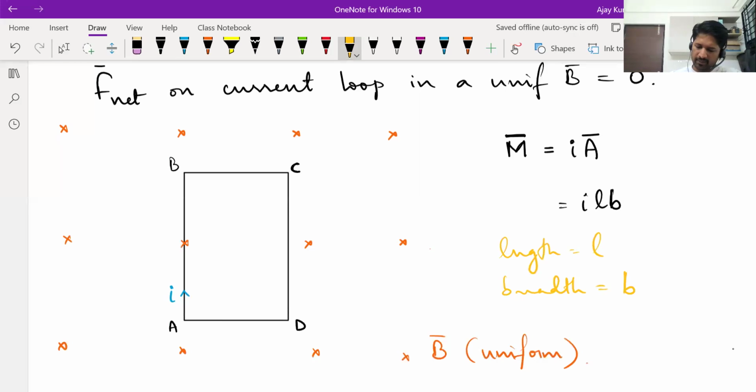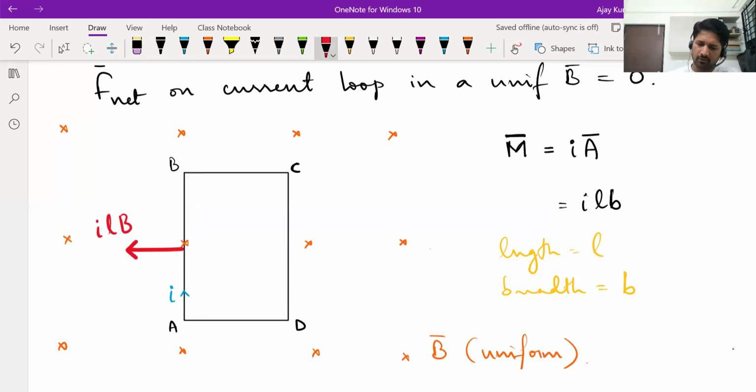For the side AB, the length vector is from here to here and its magnitude is L. Now length vector cross magnetic field. Length vector is in the y direction, magnetic field is in the z direction. So the angle between them is 90 degrees. So it will simply become ILB, and if you do the cross product, force will be to the left. So the force acting on this side is in this direction. How much is it? I, L, B, where L is the length of that side of the rectangle.